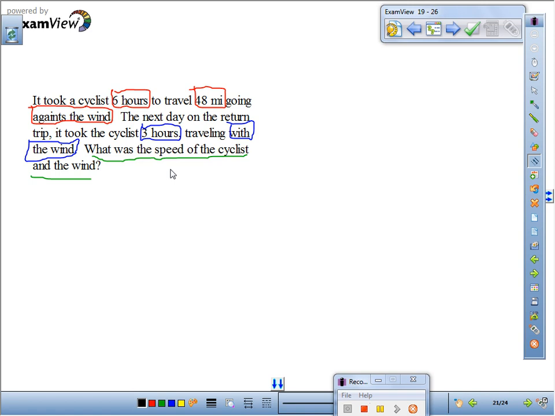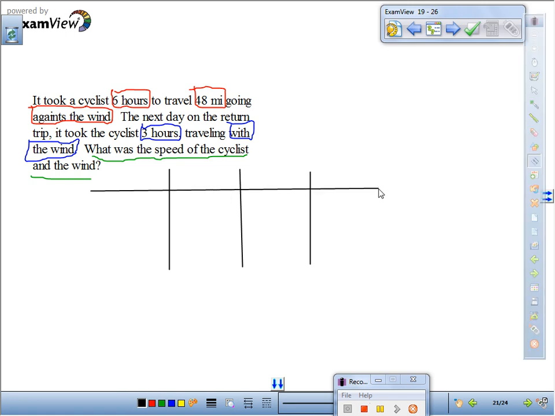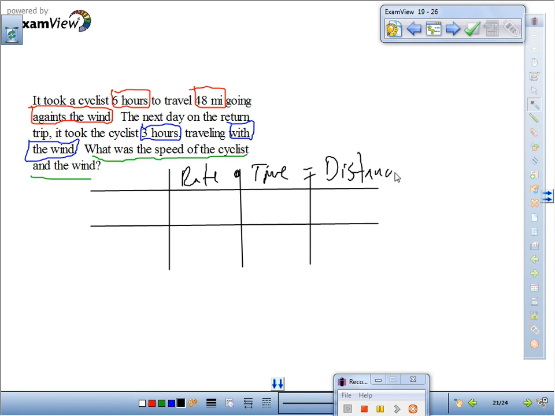So let's draw our table, 3 lines down. 1, 2, 3, 2 across. 1, 2. Okay? Now, who notices that this is a rate problem? So therefore, right away you need to write at the top, rate times time equals distance.